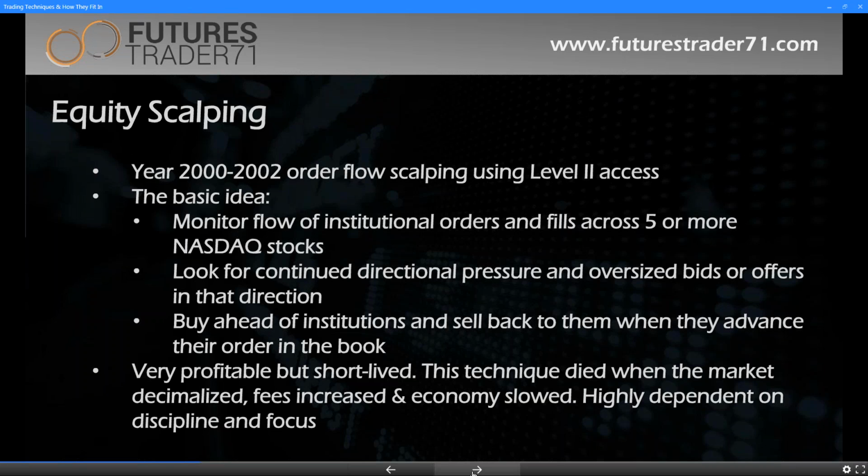The technique died when the market decimalized. We went from trading in increments of 12.5 cents to increments of 1 penny. Fees increased for SOS orders, for ECN orders, just everything across the board became more expensive, and then 9/11 happened, and the market just went dead. It closed for about, I don't recall, maybe 2 months, and after that it was just difficult for people to put their money in the market, so there was no movement at all.